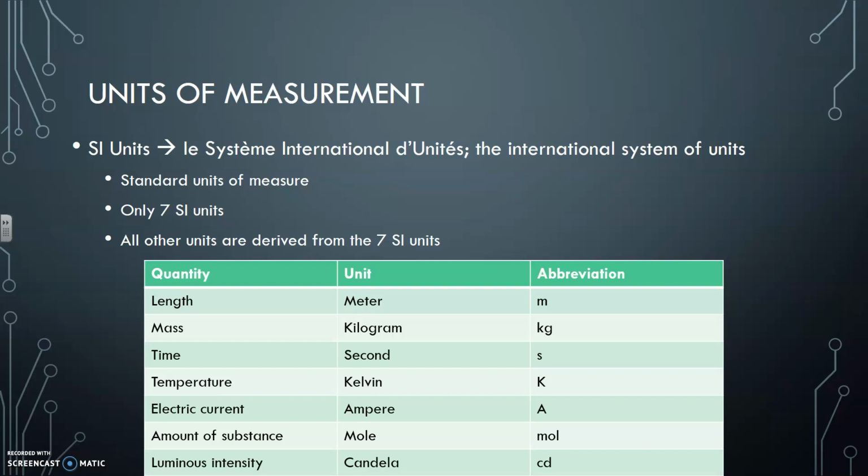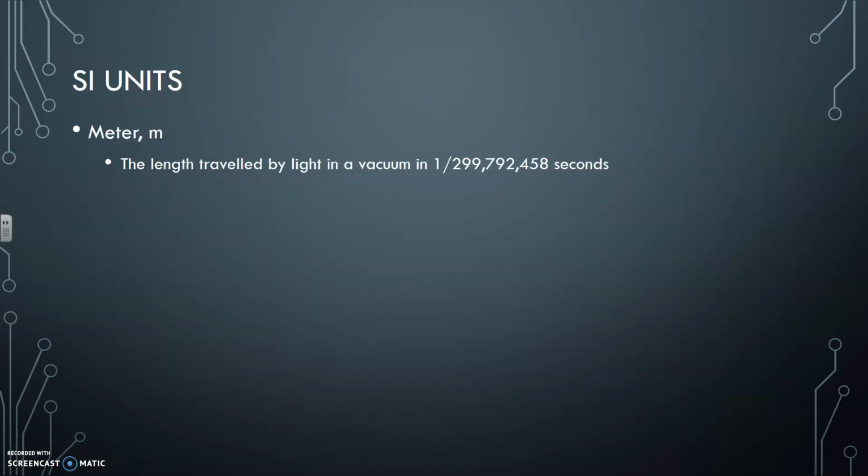Meters, kilograms, seconds, we're all familiar with. You may know Kelvin. That is one of the scientific temperatures. In science, you generally use either Kelvin or Celsius. Electric current deals with amperes. We're going to deal with moles in physical science and chemistry. And then candelas are actually luminous intensity. So that deals more with light bulbs and things like that.